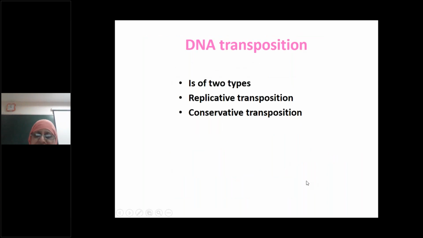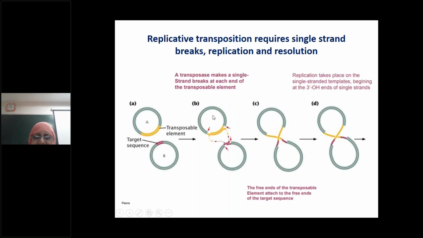Then DNA transposition. This DNA transposition is of two types. You have replicative transposition and a conservative type of DNA transposition. So what is this replicative transposition? It requires single strand breaks, replication, and then resolution.